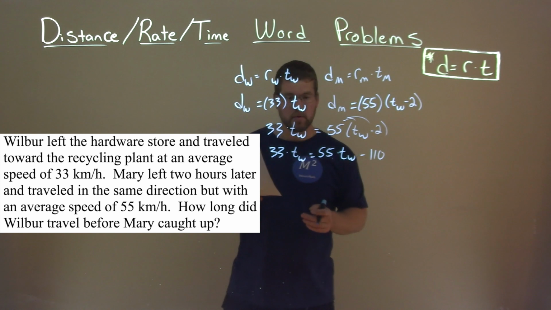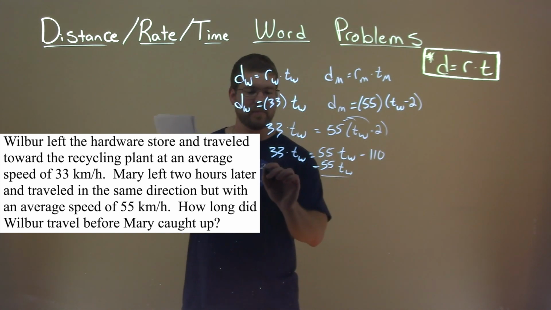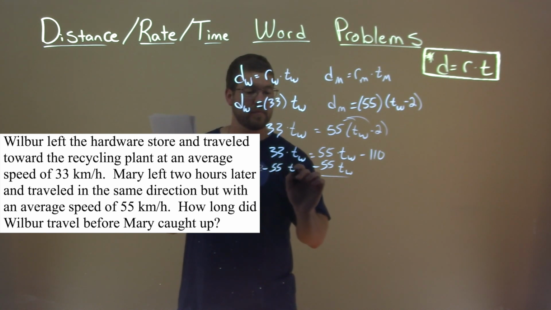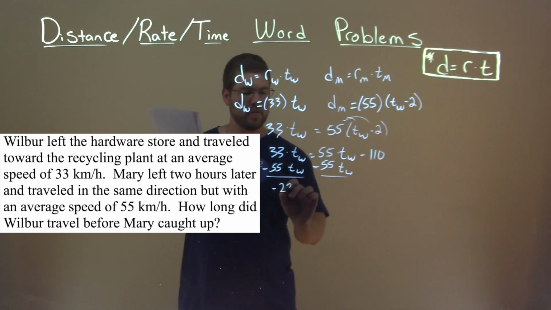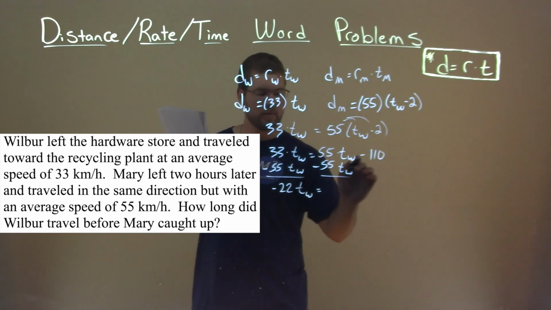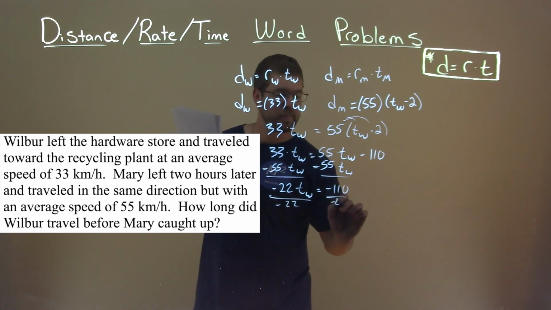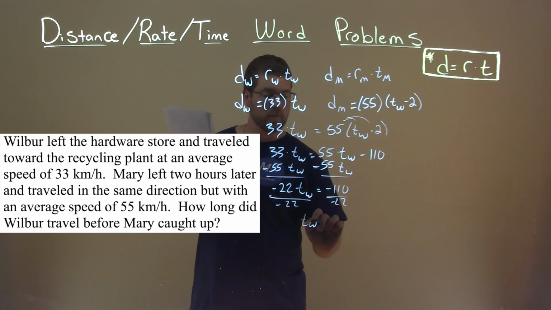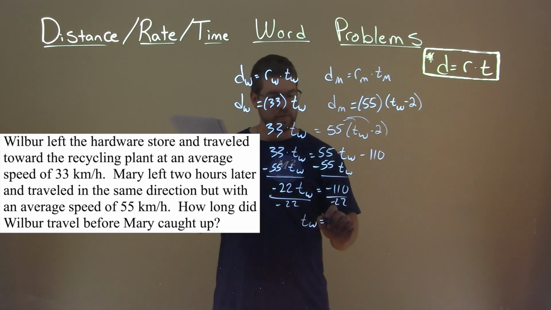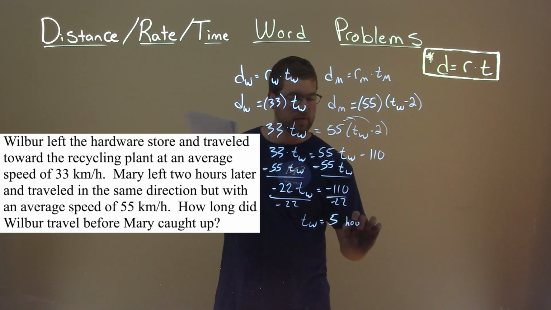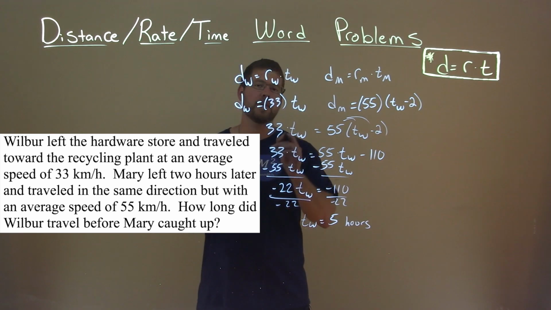Well, we want to combine our like terms, so subtract 55 t sub w from both sides. And 33 minus 55 is negative 22. Negative 22 t sub w is equal to negative 110. Let's divide by negative 22 on both sides here. And we have the time that Wilbur was traveling, negative 110 divided by negative 22, which is 5, and our unit is hours. And so Wilbur was traveling for 5 hours before Mary caught up.